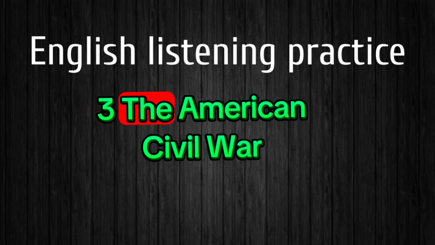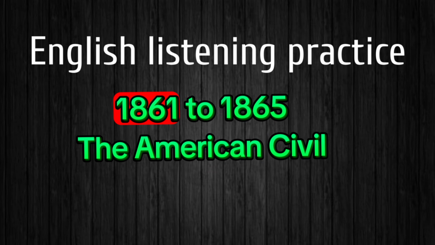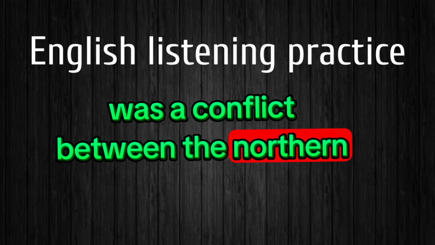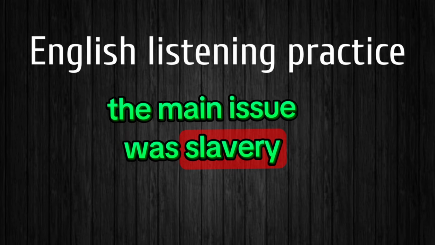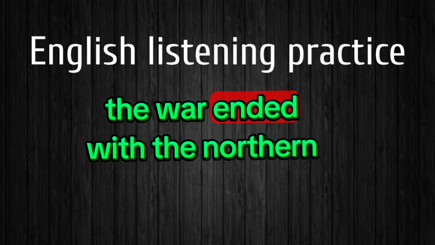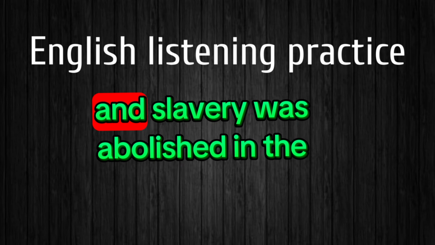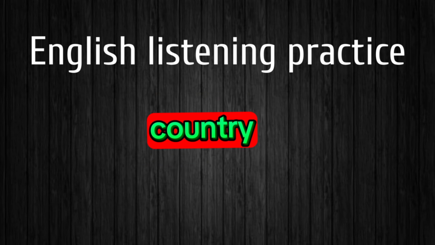3. The American Civil War, 1861 to 1865. The American Civil War was a conflict between the northern and southern states of the U.S. The main issue was slavery. The war ended with the northern states winning, and slavery was abolished in the country.